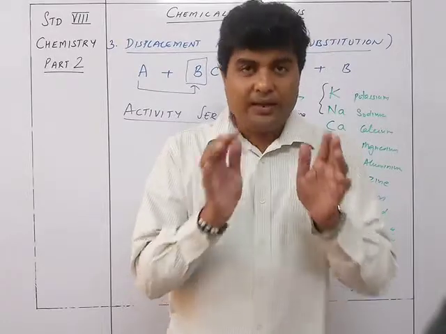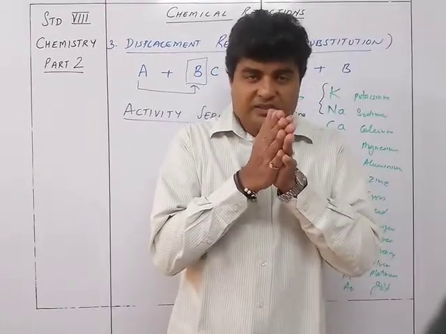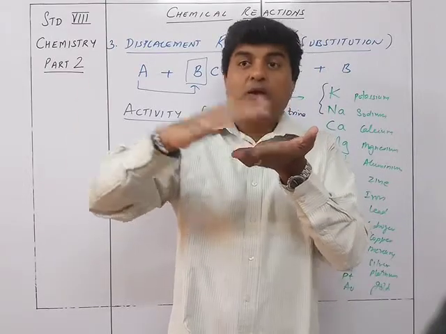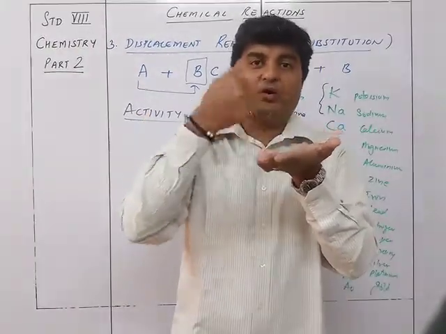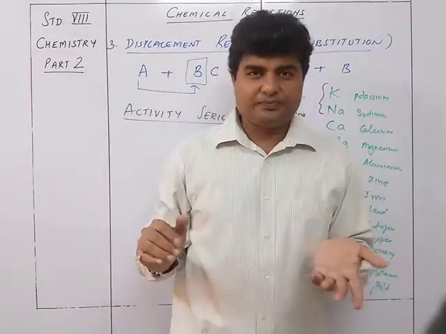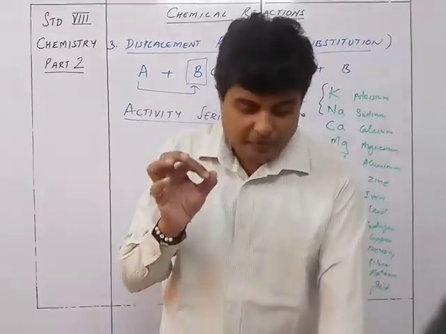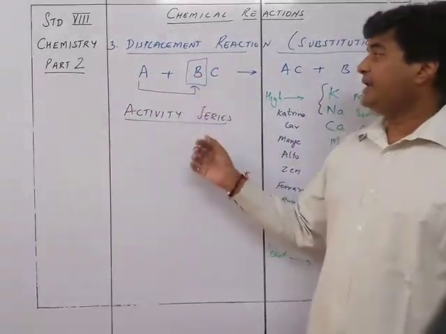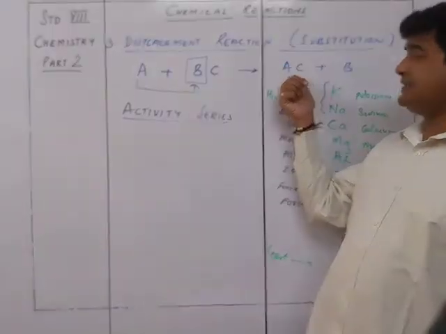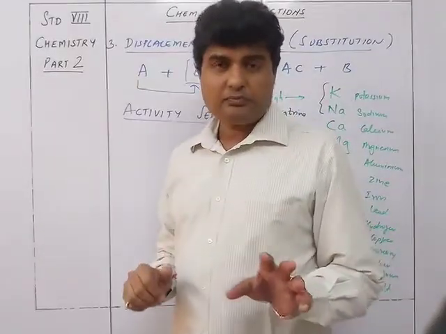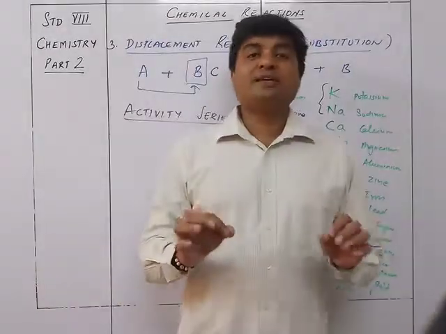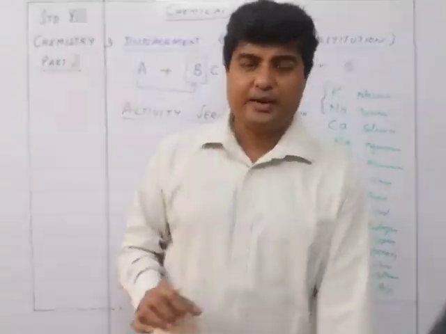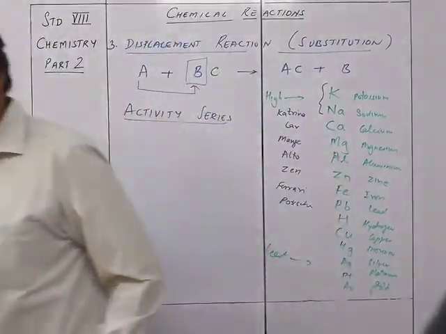Displacement reaction में क्या होता है? एक पर्टिकुलर कंपाउंड है जिसके अंदर कोई एक पर्टिकुलर मेटल है और दूसरा नॉन मेटल है. दूसरा मेटल आता है और वो पहले वाले मेटल को किक ऑफ करता है और खुद अंदर घुसता है. That is displacement reaction. That is, A over here displaces B and gives you the resultant AC plus B. So this is displacement reaction. Okay, I'll make it clearer and easier for you to understand.